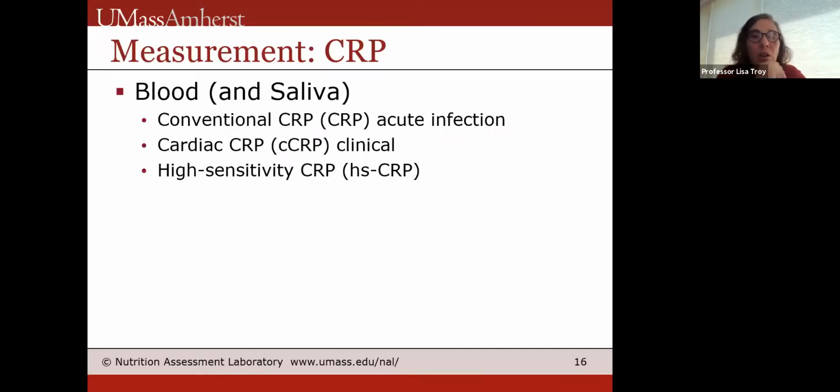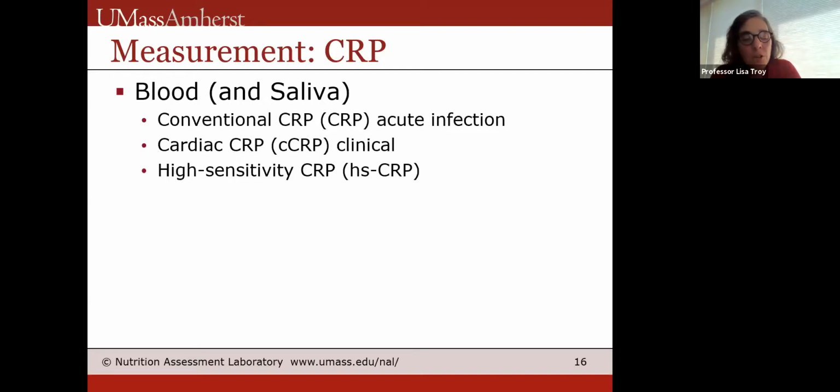So one thing that these slides will kind of play out the same, and these slides that talk about measurement are probably really critically important to start thinking about when you're thinking about the biomarker that you're going to measure. Generally we measure CRP in the blood and saliva. Both have been validated. It's conventional CRP, which is acute infection. We'll talk about some of the cutoffs on the next slide.